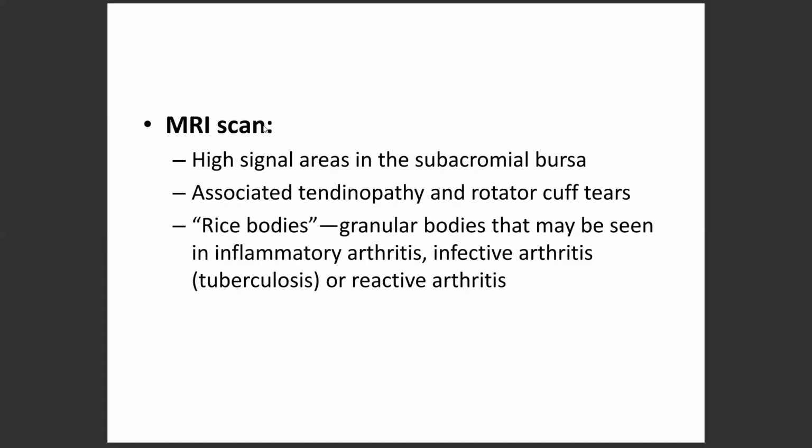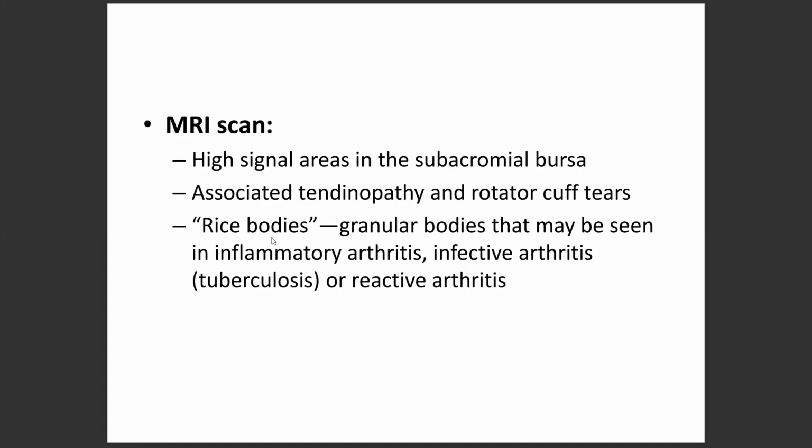In the MRI scan for subacromial impingement syndrome, we are looking for the subacromial bursa, which is invisible on the radiograph. On the MR scan, if there is bursitis, there will be high signal areas in that subacromial bursa. Similarly, associated tendinopathy and rotator cuff tears may also be assessed and diagnosed on the MR scan. MR is the gold standard for assessing these tendinopathies, sprains, and strains.